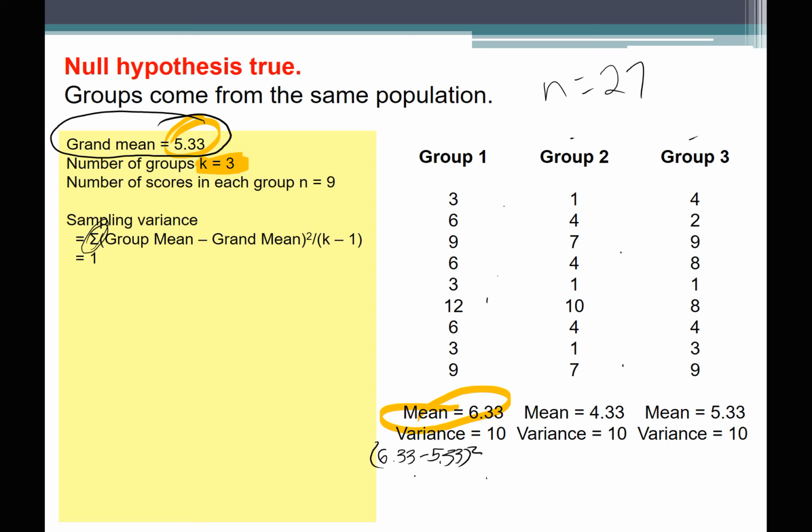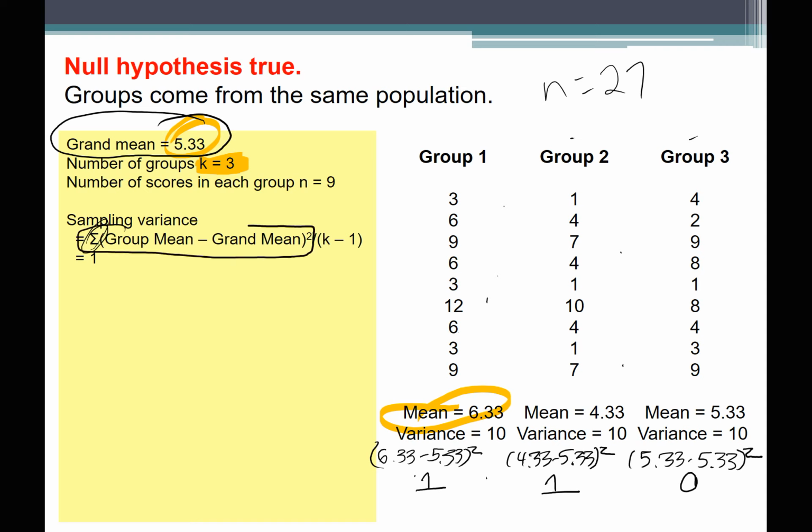Okay, so this is 6.33 minus 5.33 is 1. Squared is 1. Here, 4.33 minus 5.33 is negative 1. But when you square it, it turns into what? Positive 1. And right here, 5.33 minus 5.33 is 0. Square that, and we get 0. So add up that part: 1 plus 1 plus 0 equals 2.